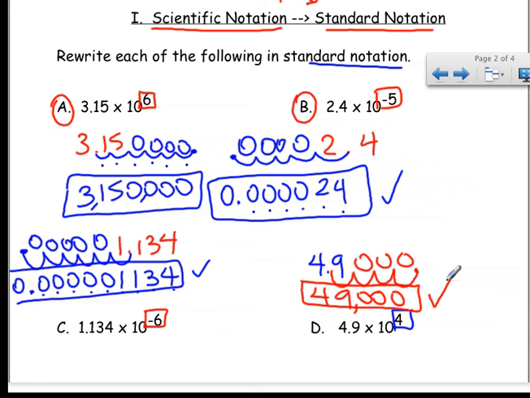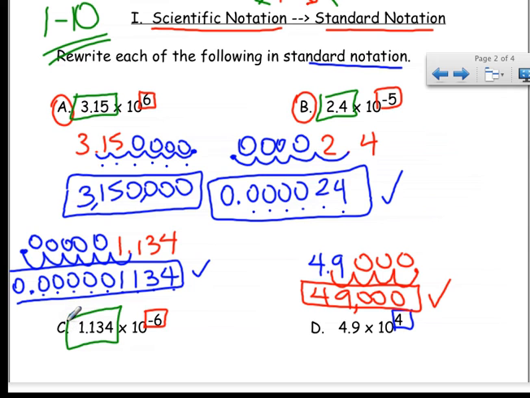Now, before we move to slide 2, where we're going to be going from standard notation to scientific notation, going the opposite direction, I want you to see something about all 4 of these numbers, which is that the first number is always between 1 and 10. 3.15 is between 1 and 10. 2.4 is between 1 and 10. 1.134 is between 1 and 10. And 4.9 is between 1 and 10. That's going to be really important when we go the opposite direction.